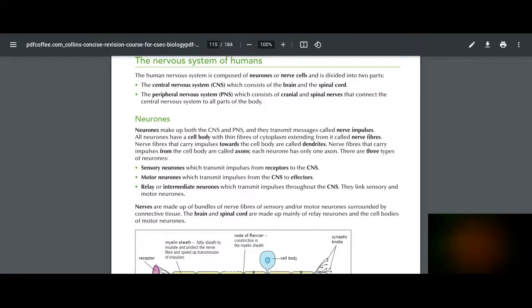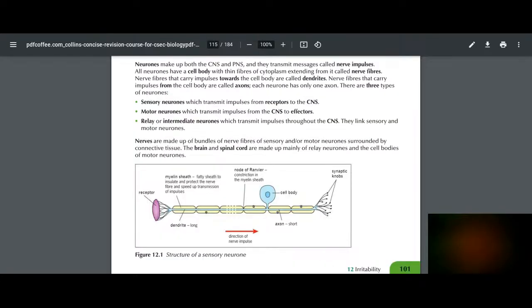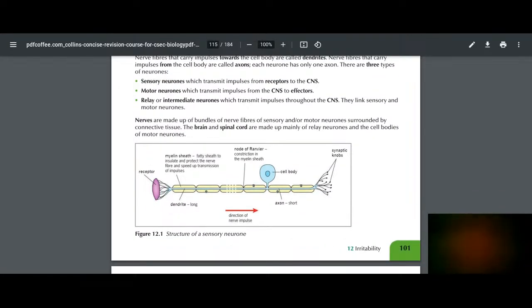Now let's talk about the neurons. The peripheral nervous system and the central nervous system are made up of neurons. And what is the function of the neurons? They transmit messages called nerve impulses, and they have a cell body with fibers of cytoplasm extending from it called nerve fibers. There are three types of neurons: a sensory neuron, a motor neuron, and a relay or intermediate neuron.